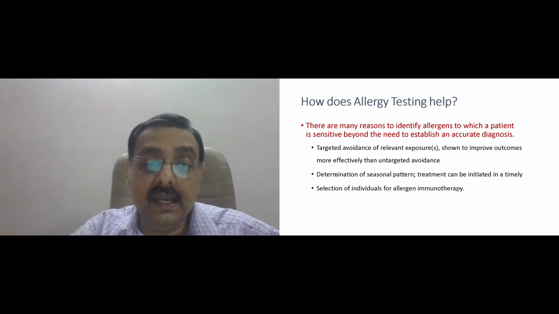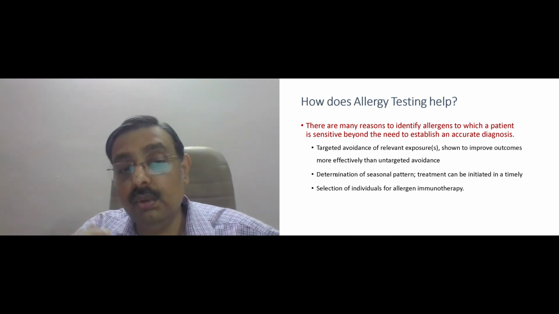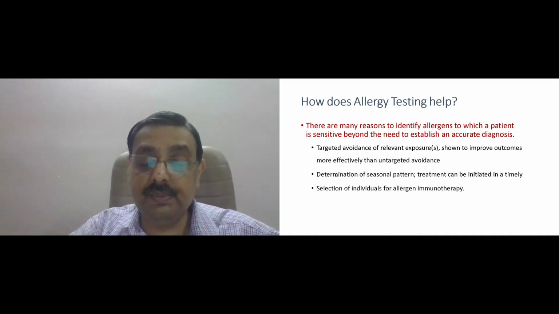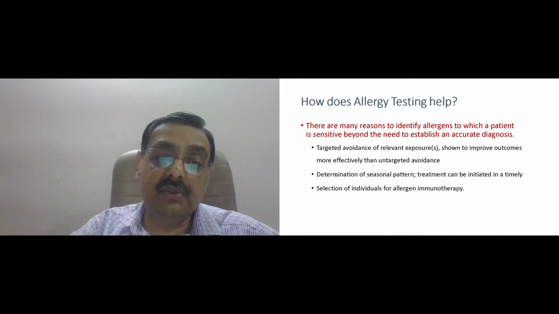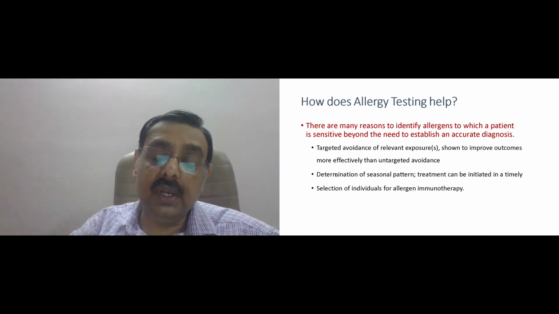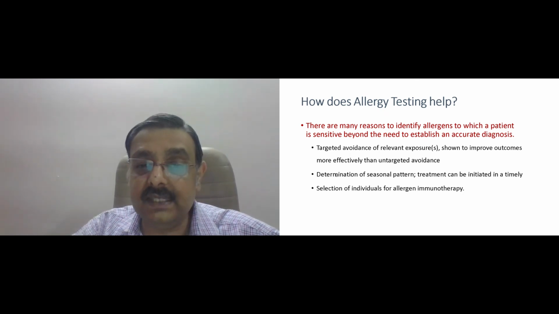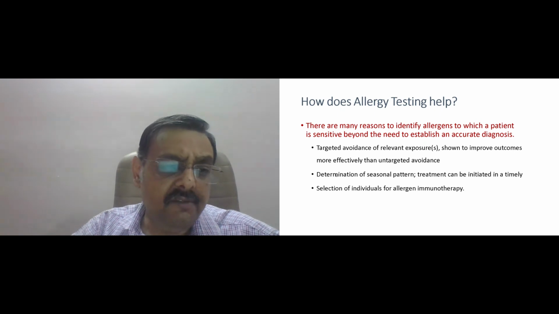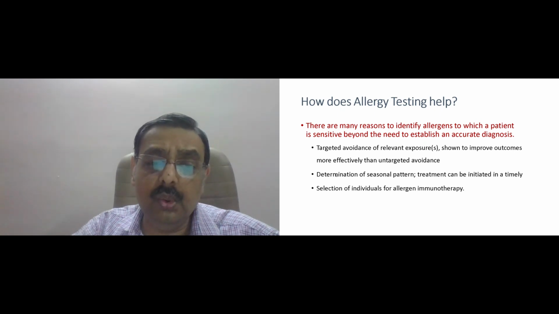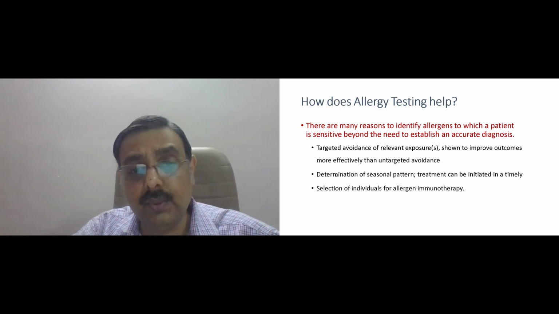It helps you to decide about the seasonal pattern, and treatment can be initiated in a timely manner. So, you can have a pollen induced problem, a pollen induced rhinitis, even sometimes a pollen induced asthma. And you can put them on therapy before the season starts and end it after the season ends. And definitely, there's a group of children who require allergen immunotherapy as well. But if you do not know what allergen is implicated, then how would you do allergen immunotherapy?